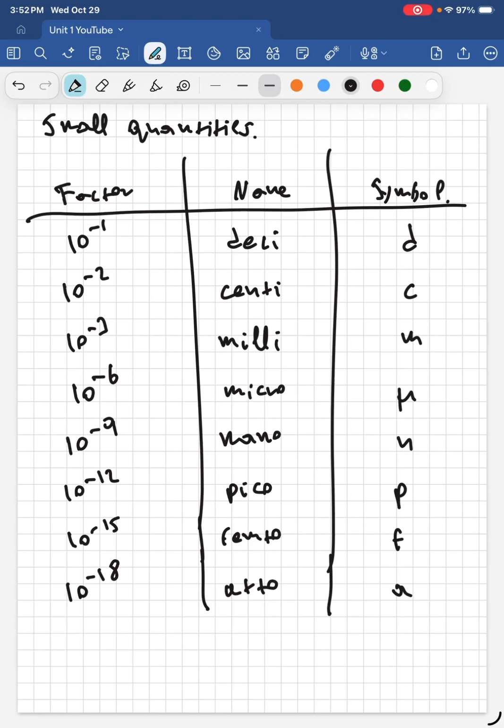Okay, so the most commonly used in this case are these ones, okay? So these are the most common.